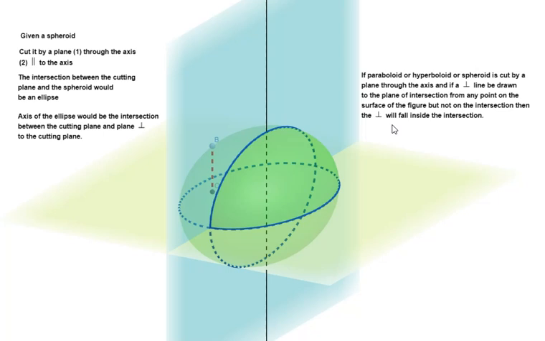So that is what this means. So that was proposition number 11 of the works of Archimedes, specifically from On Conoids and Spheroids.